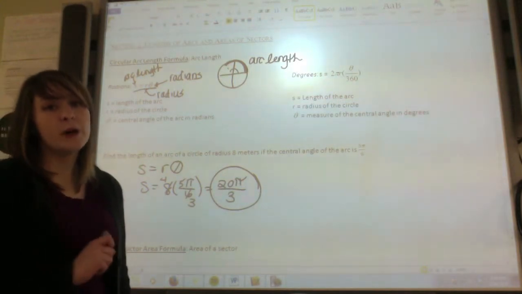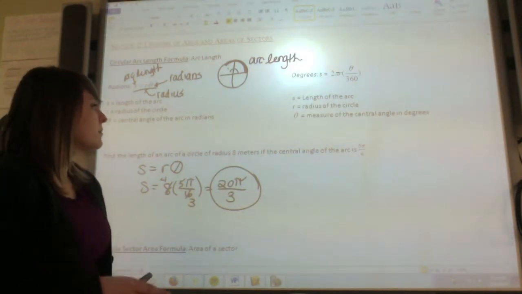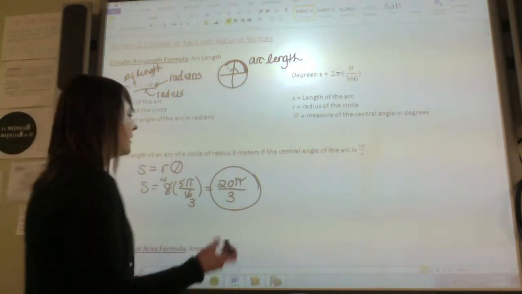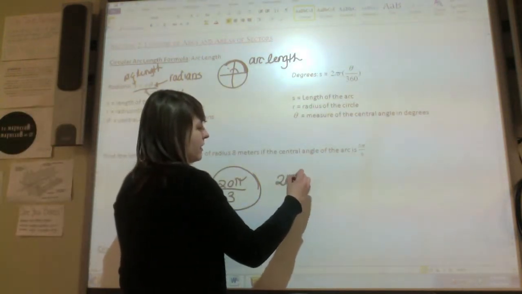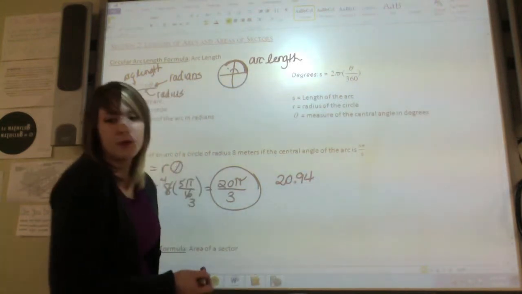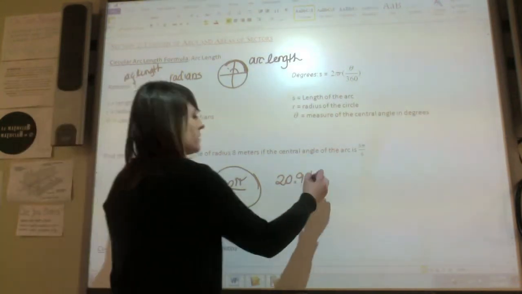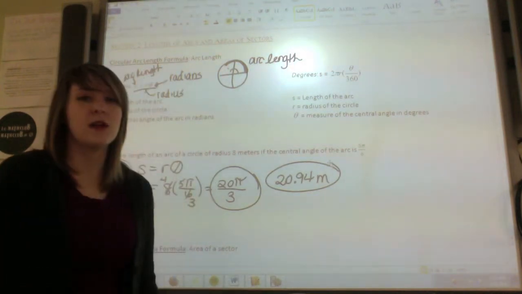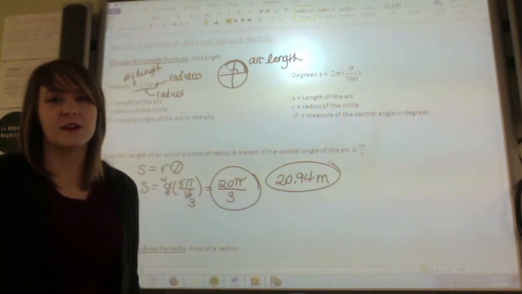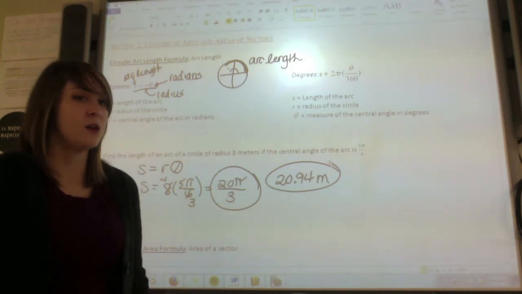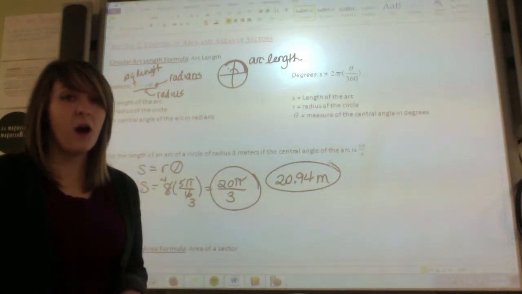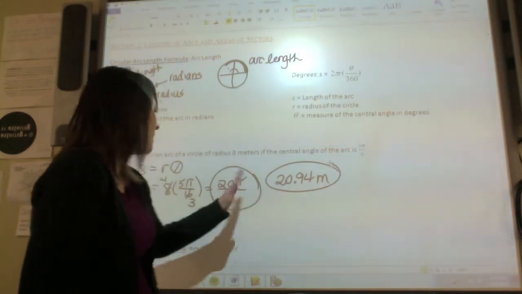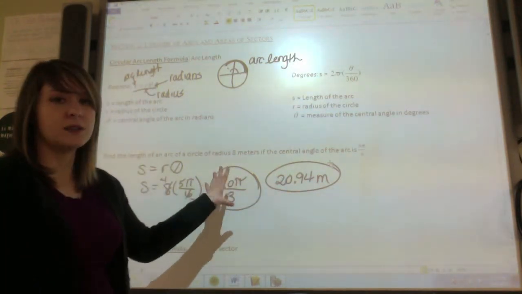Now in the book, some of the book problems actually multiply the answers out. So I think in the book you would get 20.94 or something like that, and that's in meters. In your homework, you can do that, but just remember that on the tests and on the quizzes for this chapter, you will not have a calculator at all, so you wouldn't actually be able to get down to this. Instead, I would expect you to leave it in simplest terms.